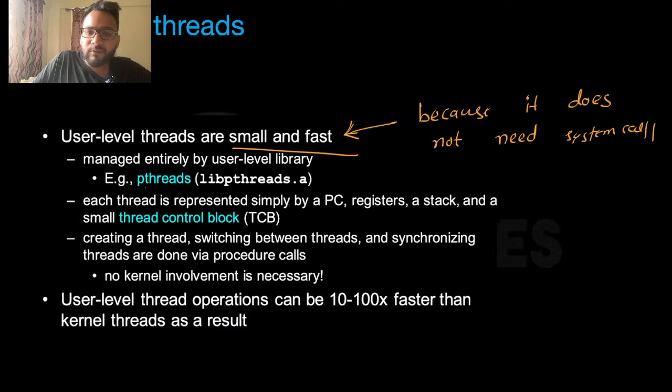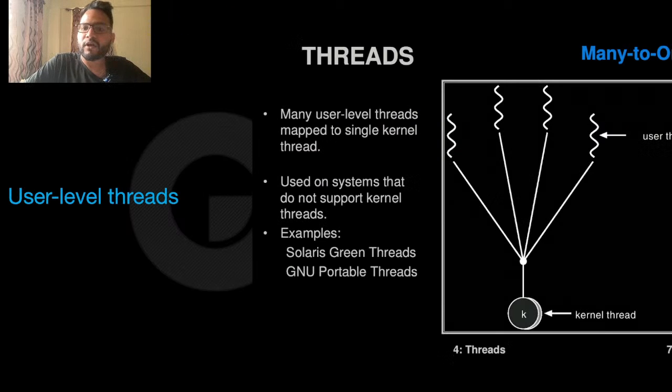Okay, so there are some libraries called pthread and all. These help us to create user level threads. So what is the advantage of user level threads? These are fast. That's the only advantage, because they do not make use of the system call. So a user level thread operation can be 10 to 100 times faster than a kernel level thread.